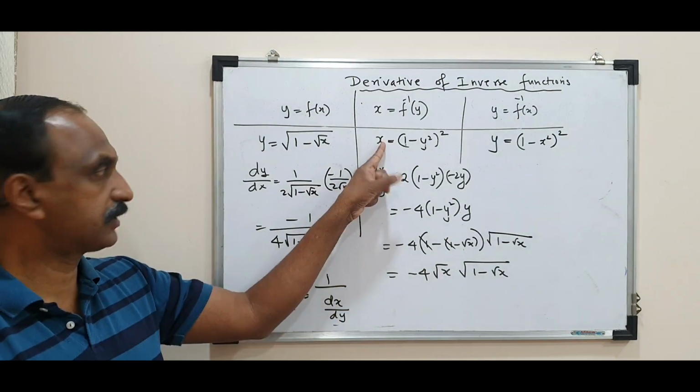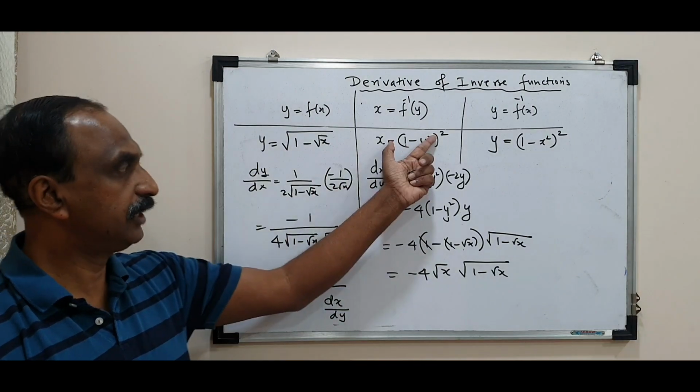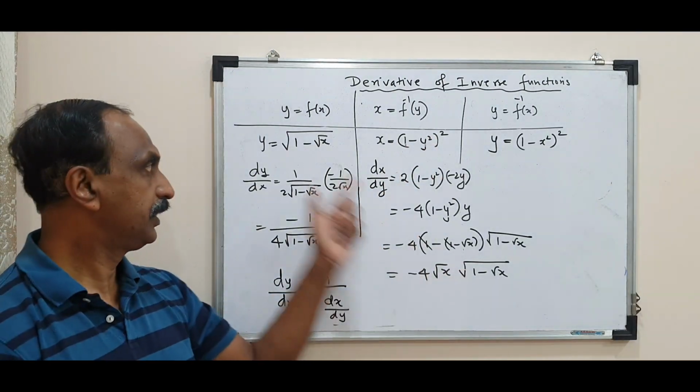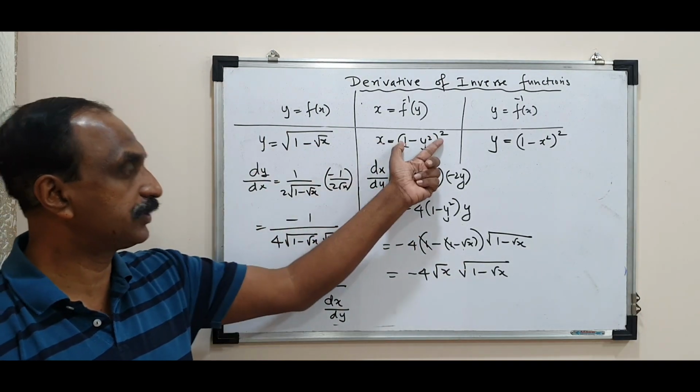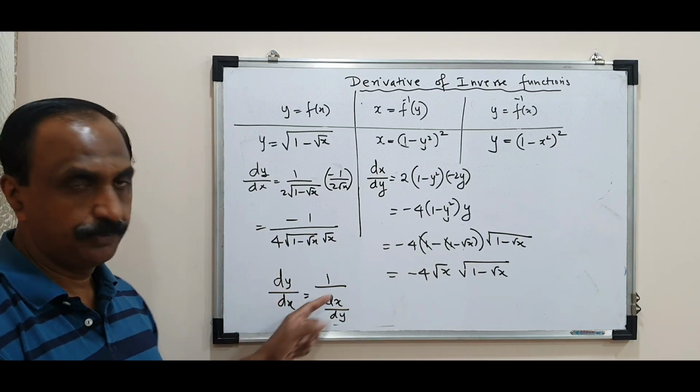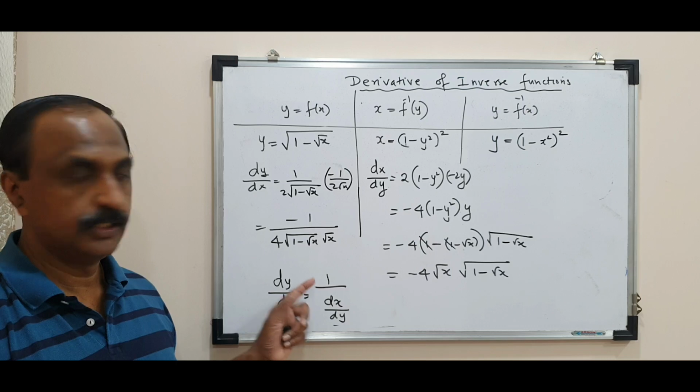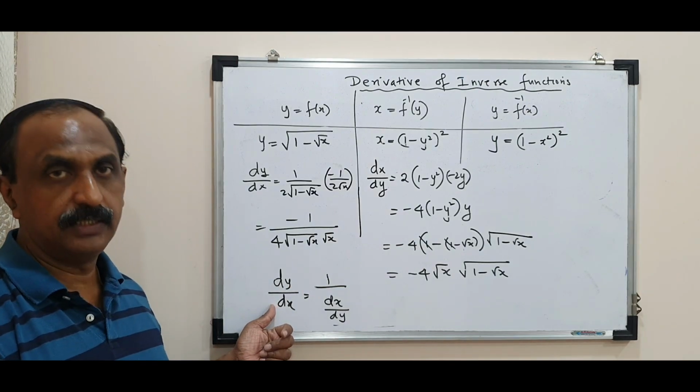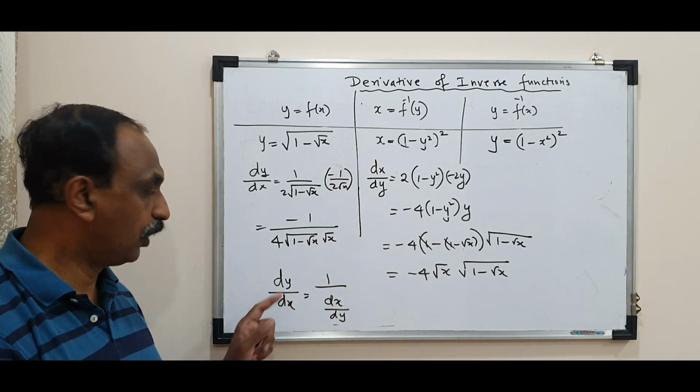Make x as a subject. Differentiate x with respect to y. Here, differentiate y with respect to x. Differentiate here, x with respect to y. You will notice that one of them will be the reciprocal of the other. So whenever I want to find the derivative of the inverse function, I can always use this method.